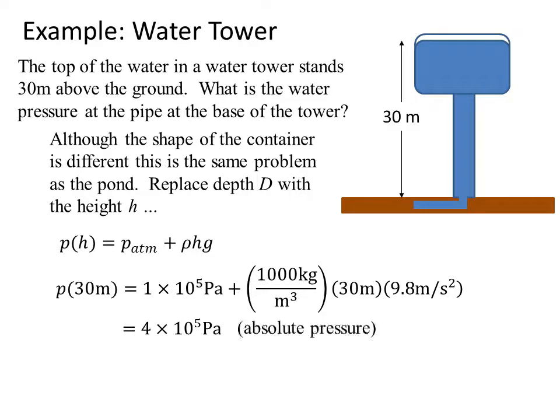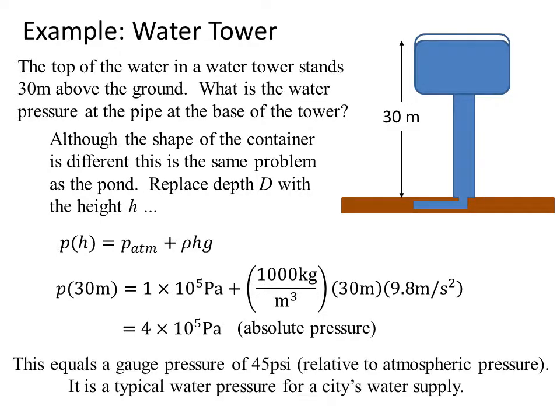Again, remember this is absolute pressure. If we're interested in the relative pressure with respect to the atmosphere, or what's sometimes known as the gauge pressure, this is also 45 psi. And this is a typical water pressure for a city's water supply.